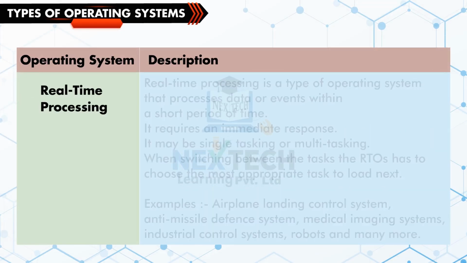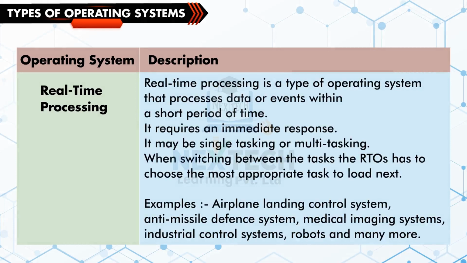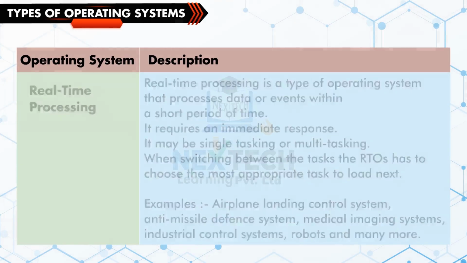Real-time processing. Real-time processing is a type of operating system that processes data or events within a short period of time. It requires an immediate response. It may be single tasking or multitasking. When switching between the tasks, the RTO has to choose the most appropriate task to load next. Examples: airplane landing control system, anti-missile defense system, medical imaging systems, industrial control systems, robots, and many more.